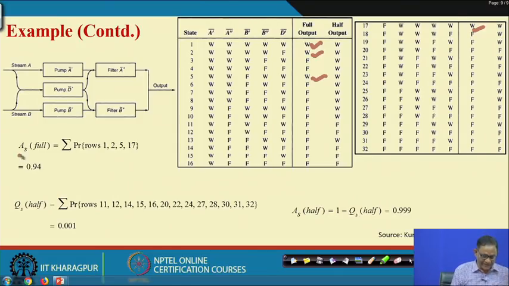As a result, we are writing AS full is the summation of the probability of rows 1, 2, 5 and 17. And you know what the working probability is, those values are known to you. Now if you find out the probability of the first row, second row, fifth row and 17th row and add them, you will get AS full as this.